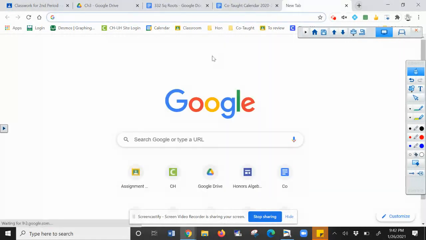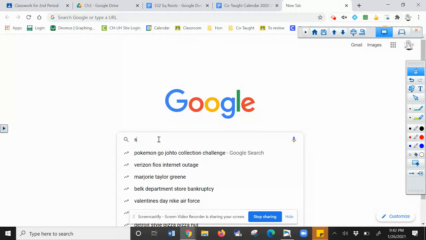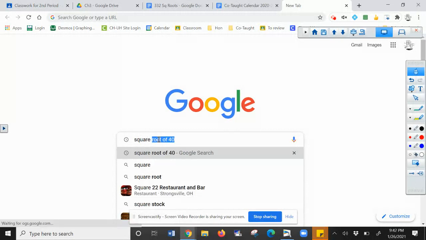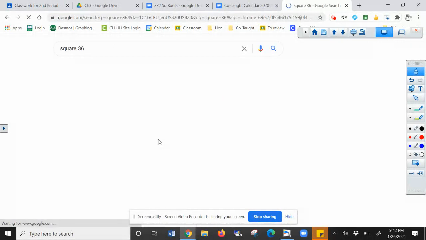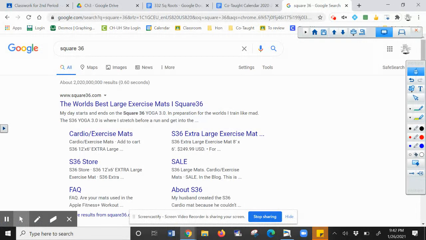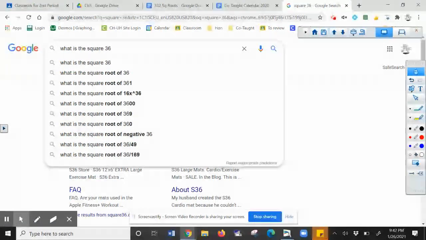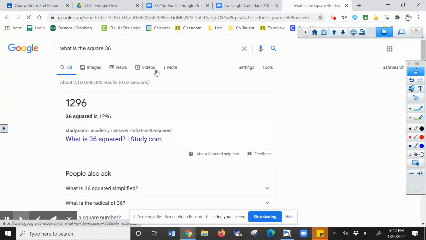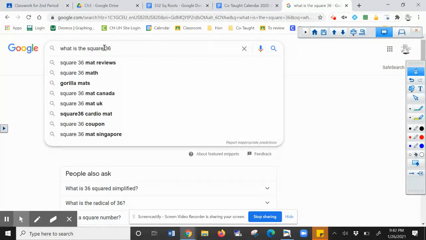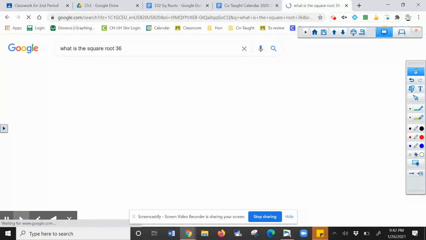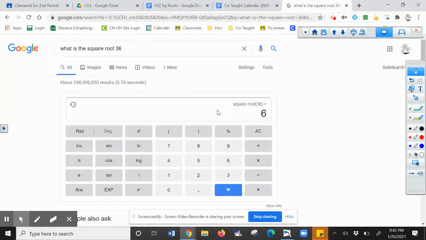Here's one, just a Google search, and I'll say the square root of 36. I'm supposed to have a calculator here. What is the square root of 36? That says 36 squared, that's not what I want. Oh, I didn't say the square root. How about that? What is the square root of 36? Okay, the square root of 36 is 6.